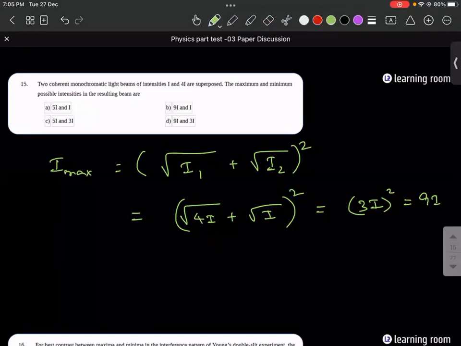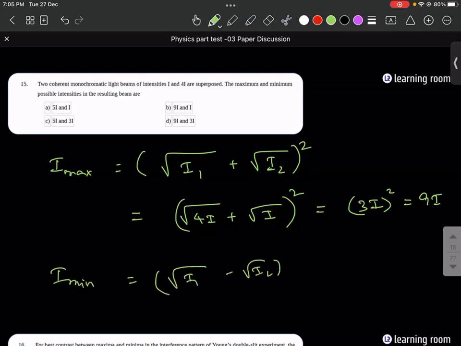Then what about the minimum intensity? I minimum is root I1 minus root I2. So that will be 2 root I minus root I, which is going to give you I. Did you guys understand this point? The option is B.